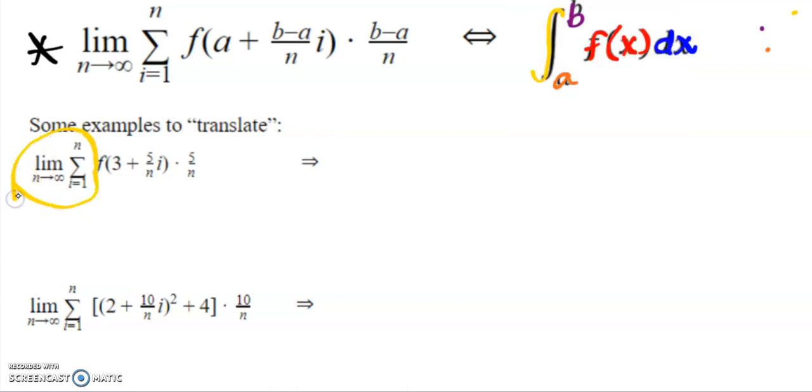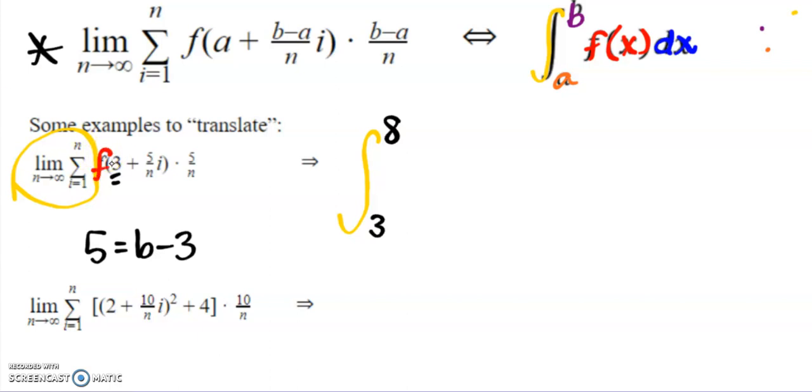This whole thing tells me I'm supposed to sum up an infinite number of rectangles. I'm going to use A and B in black. Hopefully that's okay. My A value is 3. My B value is kind of hidden inside of this 5. Well, what I know is that 5 is supposed to be equal to B minus A, which means B has to be equal to 8.